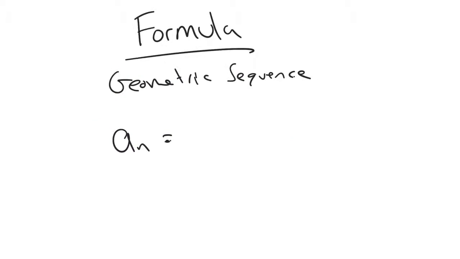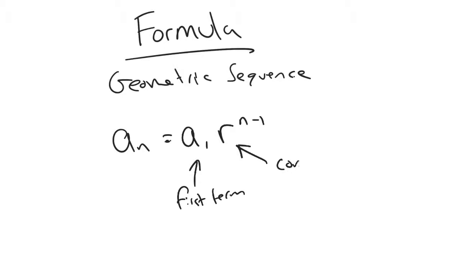So the formula for a geometric sequence, we had one for arithmetic, and the one for geometric looks like this. It's a sub n equals a sub 1 times r raised to the n minus 1 power. So a sub 1 is that first term, and r is the common ratio. This is a formula to find any term of a geometric sequence.